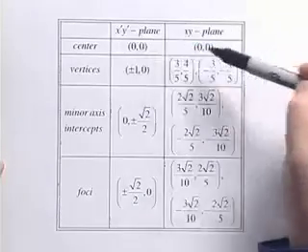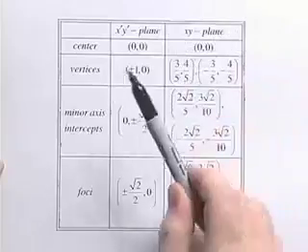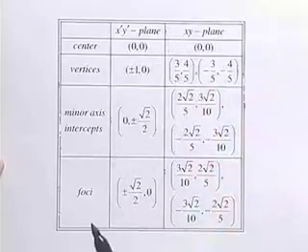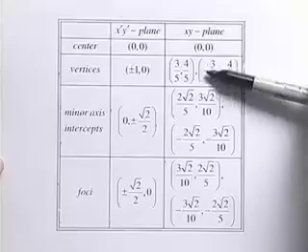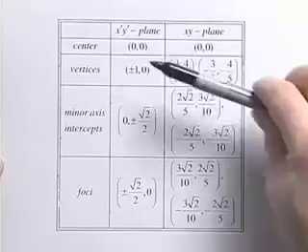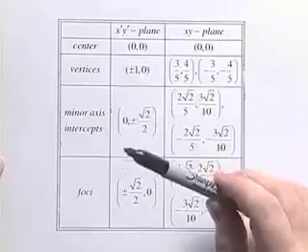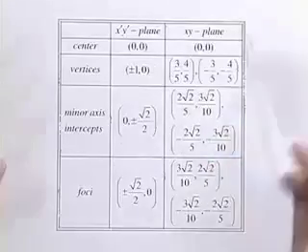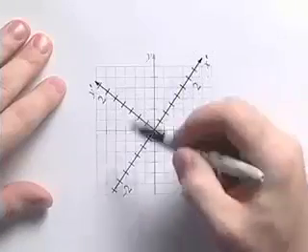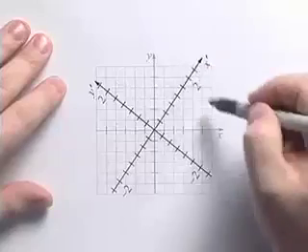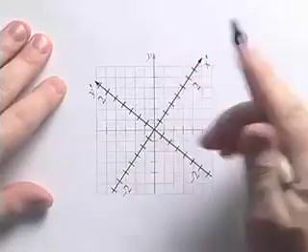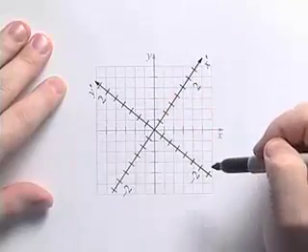Our center is at 0, 0 in both cases. You can see how the vertices are different, the intercepts are different, and the foci are different. We've rotated from the xy plane to the x prime, y prime plane. We're going to use this information to sketch a graph now. Here we have our grids. We notice that the xy plane is in the background. It's lightly grayed so that we can show how we did our rotation, so that we got the x prime, y prime plane.